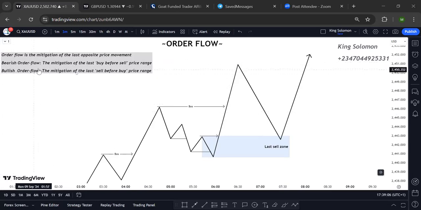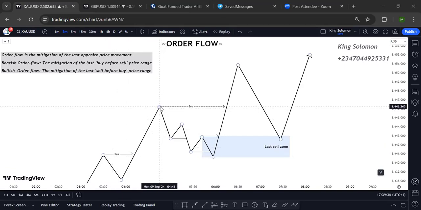So what is order flow itself? Let's use this one here, the bullish order flow, and start from there. I said the mitigation of the last sell before buy price range is known as the bullish order flow. Look at this structure. Price from this point went up here, came down to this low, then broke structure to the upside, right? So we had the break of structure at this point.